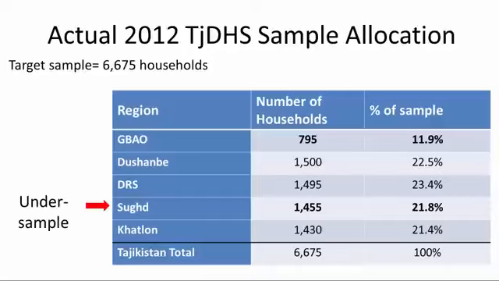Even though regions like Sugd have been undersampled, we are confident that our sample of 1,455 households is large enough to produce reliable estimates. Oversampling in Gabao has ensured that we have enough households, 795, to be confident that our estimates will still be reliable. Dushanbe was also oversampled and has the largest sample size because it is an urban-only region.